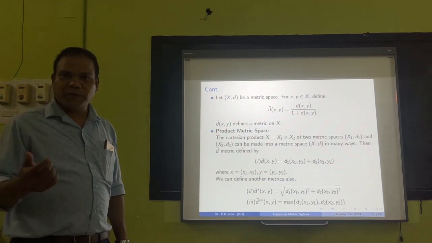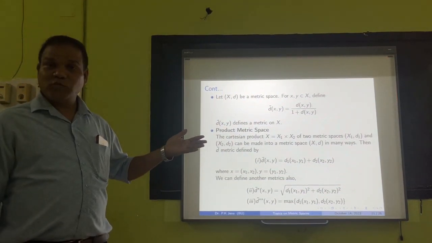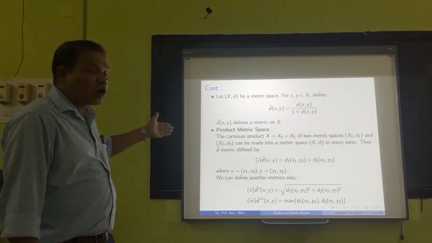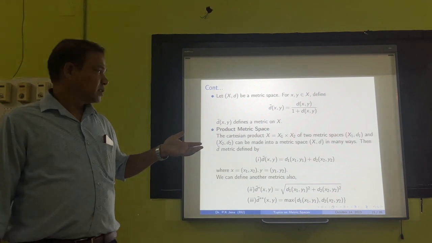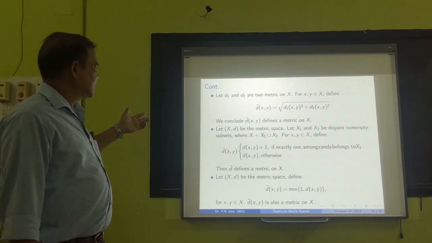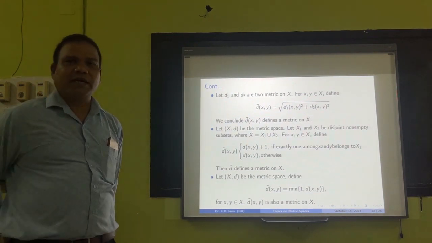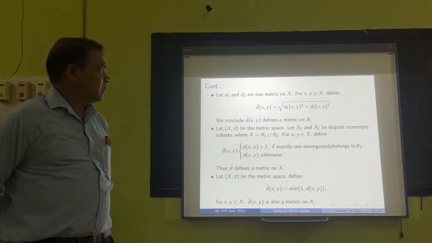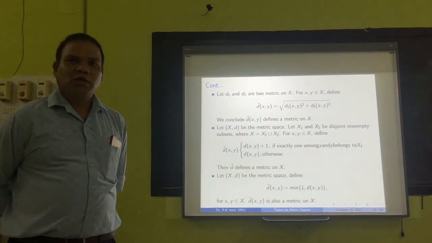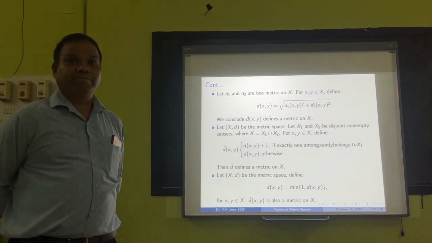The product space X1 × X2 together with these metrics, we are telling it as a metric space. We are considering here the product metric space. So coming to the next example, suppose you are taking d1, d2, two metrics on X, whether (d1 square plus d2 square) to the power 1 by 2 will form a metric or not? Yes, it will form a metric.